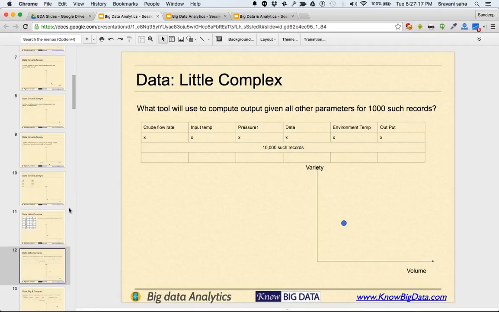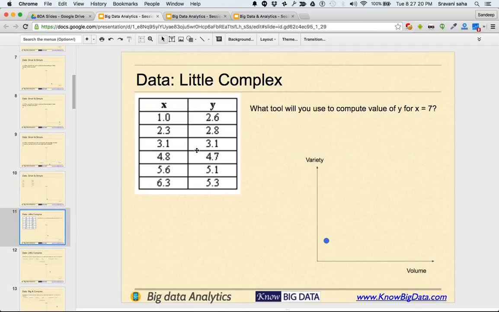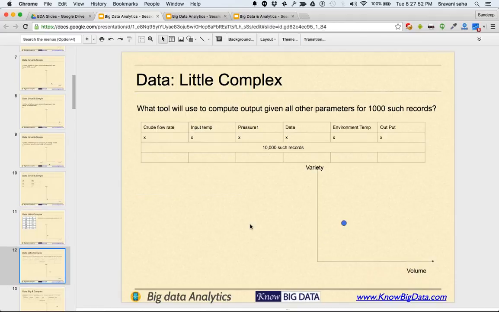Now imagine this. In the previous problem, we had only x and y. What if we have three values, x, y, and z? Now, when you have x, y, and z, that means you cannot draw a graph like that. You will have to draw some kind of surface in 3D space. And what if you have 4D space, as in four dimensions? What if you have n number of dimensions? How will you solve a problem like this? Now, the complexity of the problem is increasing, although the data is small.